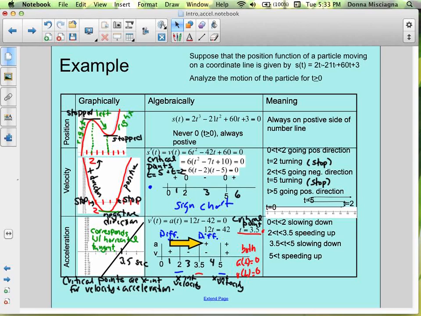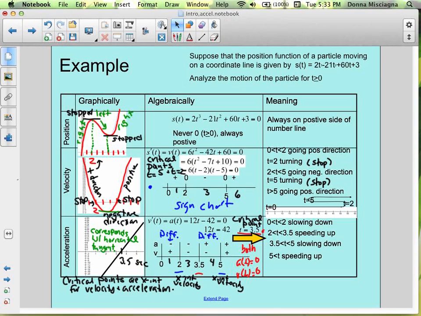Acceleration changes at 3.5, right? And goes from negative to positive. So now the acceleration is positive, the velocity is negative, the signs don't match, it is slowing down. And then for all values greater than 5, both velocity and acceleration are positive. That means the object is speeding up. And then we see that in our table right here.